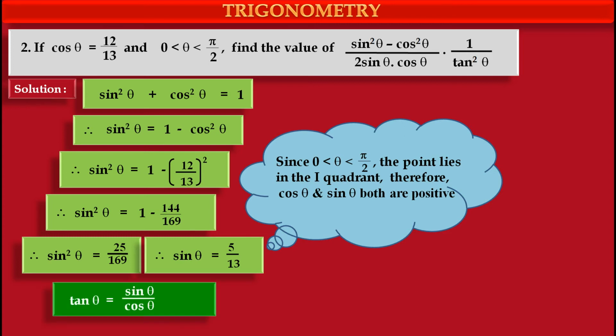Now also we have to find tan theta, and we know tan theta is equal to sin theta upon cos theta. Now here we have both values of sin theta as well as cos theta. So substituting these values, sin theta is 5 upon 13 and cos theta is 12 upon 13. Both have the same denominator, so dividing, we get 5 upon 12. This is the value of tan theta, 5 upon 12, which is positive because sin and cos both are positive, because theta is in the first quadrant.